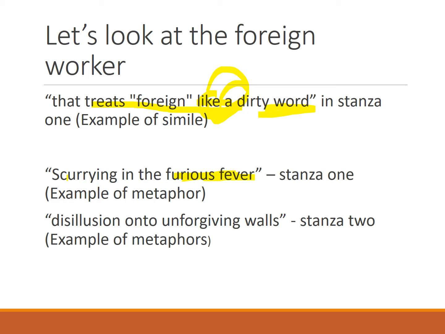And in stanza 2, we talk about how the foreign worker says "disillusion onto unforgiving walls". Why unforgiving? Probably he feels that there's no respite for his work. There's no chance for him to become better. And the walls that he faces while he's building the structure are unforgiving. They don't give him any chance, any hope. Can a wall be unforgiving? Cannot be. So this is a metaphor to describe the wall as unforgiving. So this is how we unpack.